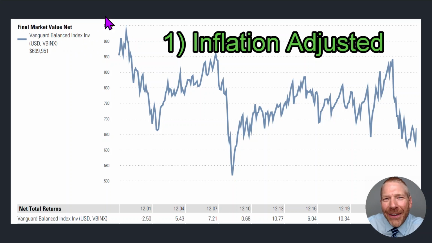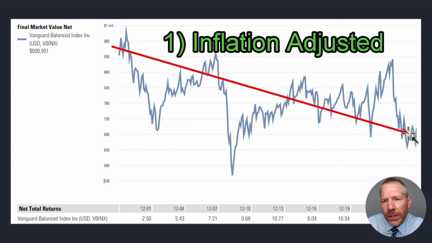We're making an investment in the Vanguard Balanced Index Fund for $1 million on January 1, 2000. And what we see is that over the last 23 years, while the 4% spending rule inflation adjusted method has worked for us, our security in retirement is declining. We're now down to about $700,000 over 23 plus years.